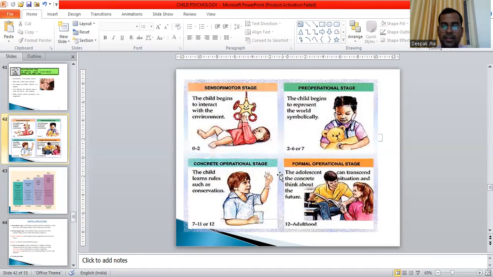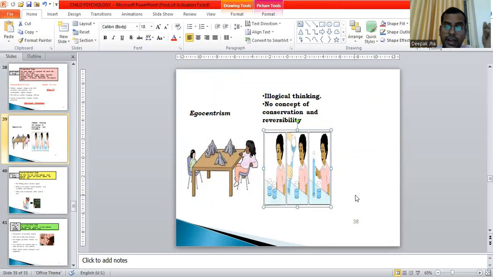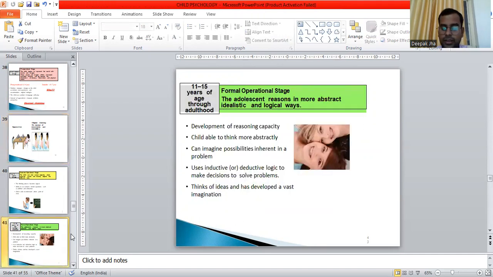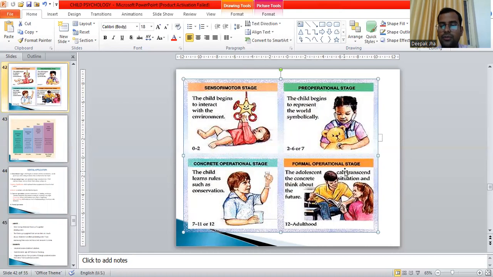If you do the example of the glass with water with this child, the example wherein the child was made to tell in which glass the water is more, if you try to do it with a child in the concrete operational stage, maybe 6 or 7 years, he would tell you that the water in both the glasses is of equal quantity. Okay.